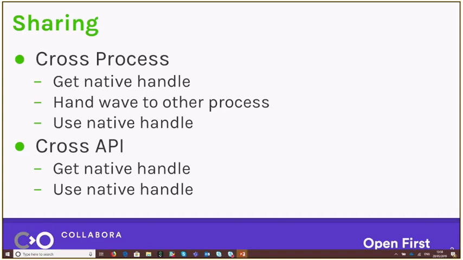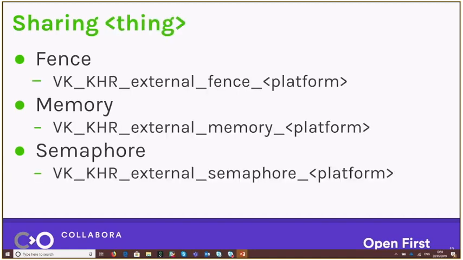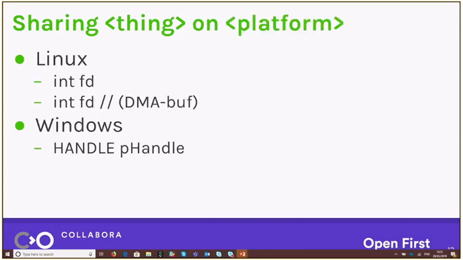Whereas if you're doing cross-API sharing, just get the native handle and then use it. So what can we share in Vulkan? We have three things: the fence, the memory, and the semaphore. And they are all under extensions, where you have KHR external and then a platform. So these are the ones that line up. So what are we actually sharing on each platform? On Linux, you share an FD, and on Windows you share a handle.